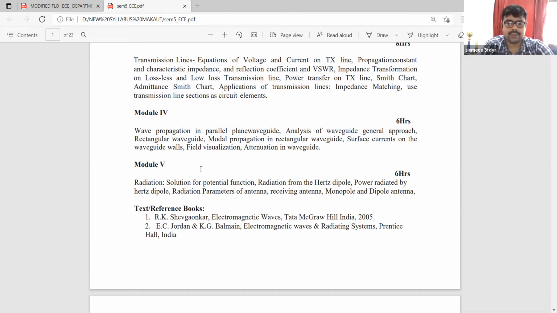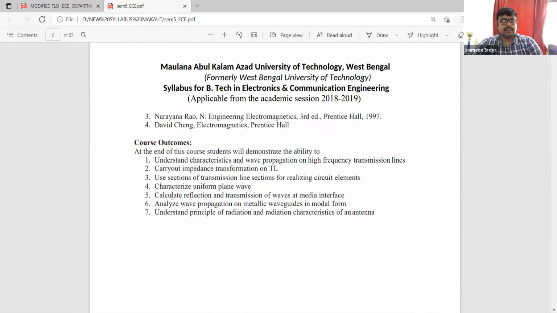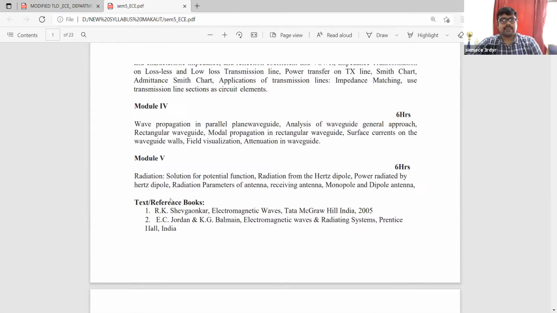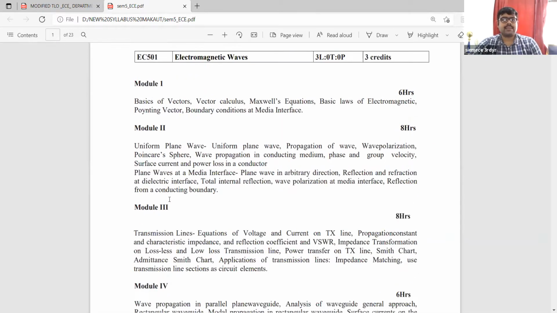So if you see the last module, that is the module we are getting, that is the radiation solution for potential function, radiation from the Hertz dipole, power radiated by Hertz dipole, radiation parameters of antenna, receiving antenna, monopole, and the dipole antenna. So many topics we are getting here. So this is the subject electromagnetic waves, subject code is CC501.